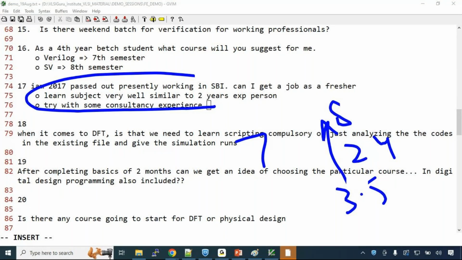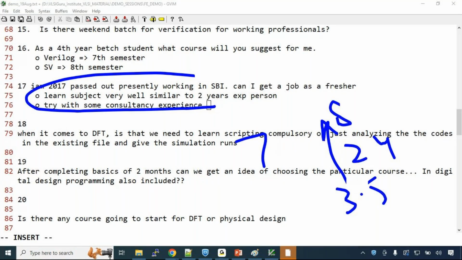Only suggestion in this case is you have to take out 3-4 months of medical leave, some leave, come seriously, do the course and do. Otherwise, while working in SBI, don't do the course. You will be wasting your time, wasting your money.